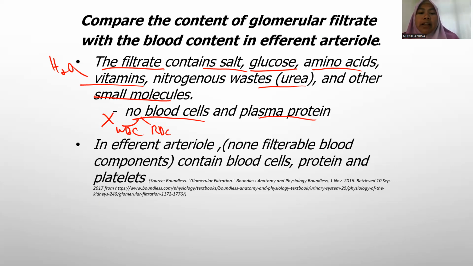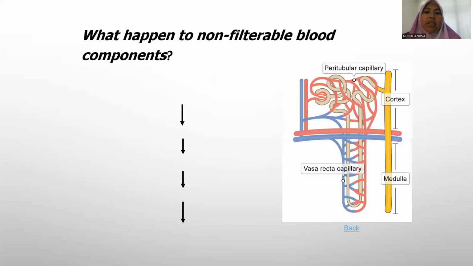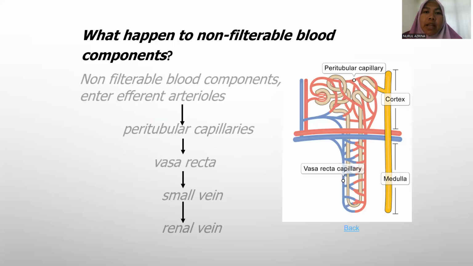Okay, in the efferent arteriole, the non-filterable components include blood cells, red blood cells, white blood cells, platelets, and also proteins. Okay, so these are the content of the glomerular filtrate and the content that exits the glomerulus via the efferent arteriole. Okay, right. So what happened to the non-filterable blood components?